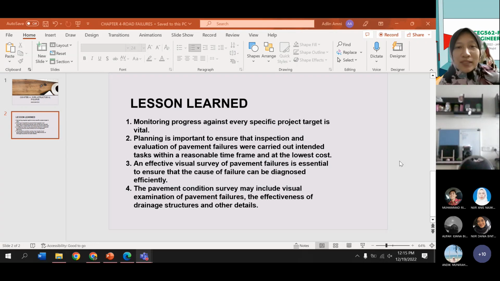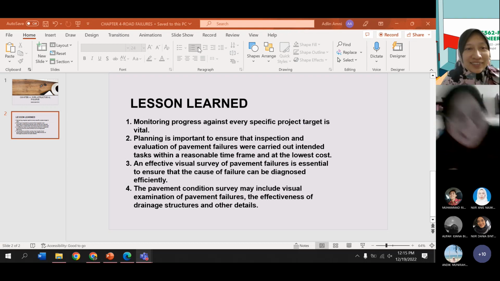Dia bertolak-tolak pula nak present ni. Hai lekai-lekai, dia boleh gelak-gelak.